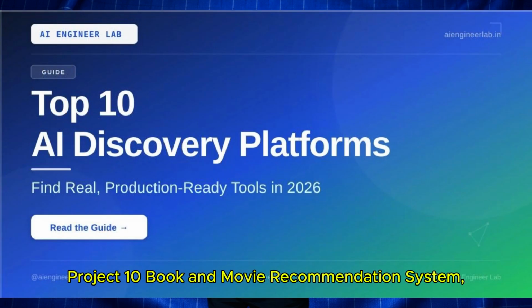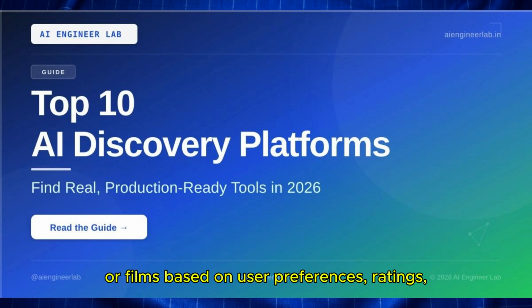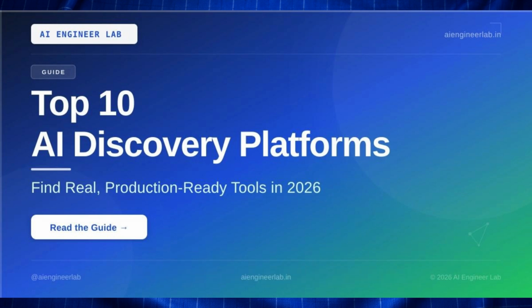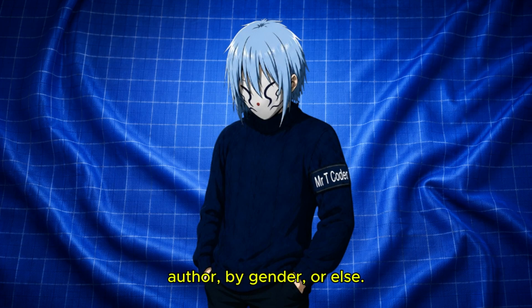Project 10, Book and Movie Recommendation System. An AI-powered engine that suggests books or films based on user preferences, ratings, and viewing history. You can make it procedural with a real algorithm to label books or movies by date, author, etc. and regroup them by editing date, by author, by genre, or else.